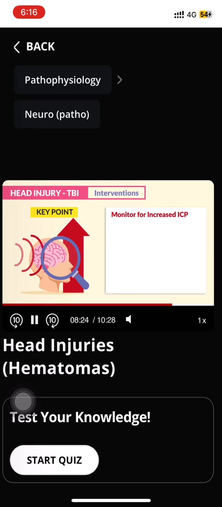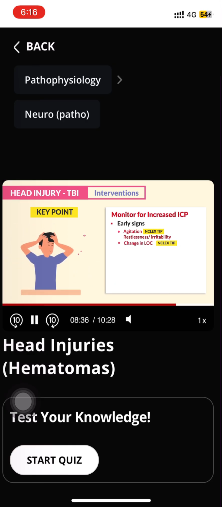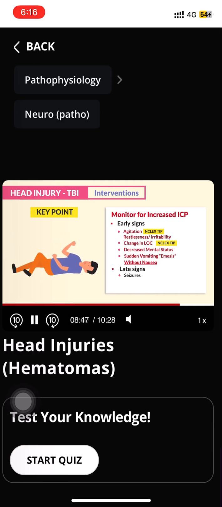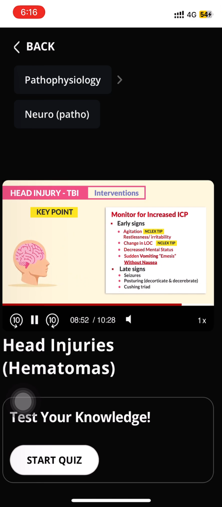But some quick key points to write down and just to know. Early signs of that increased ICP is agitation, the biggest NCLEX tip we can give you. Some question banks will call it restlessness or irritability, as well as change in LOC, that level of consciousness, decreased mental status, and then here's a key one, sudden vomiting, that emesis, without nausea. And then very late signs will see seizures, posturing with decorticate and decerebrate, as well as Cushing's triad as the brain gets crushed. So just think crushed vital signs with Cushing's triad as that brain stem gets crushed from all that increased pressure, which we'll cover in the ICP video.